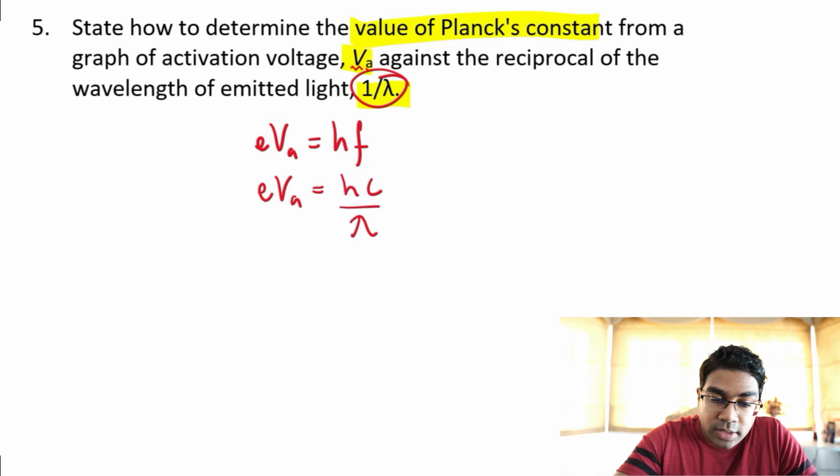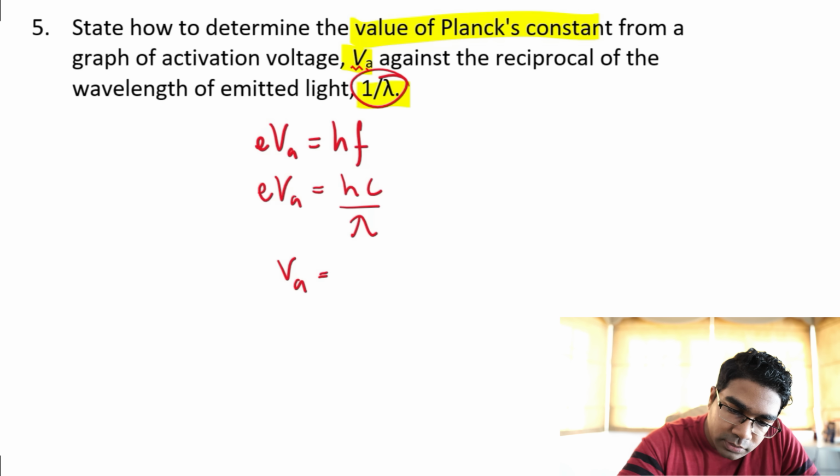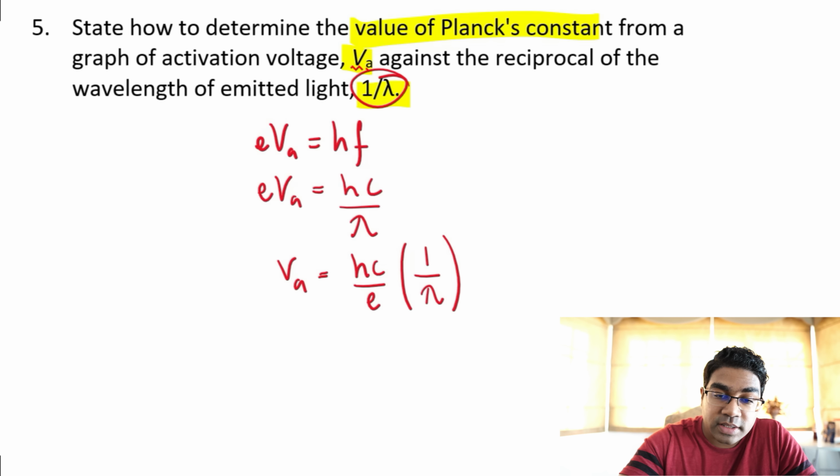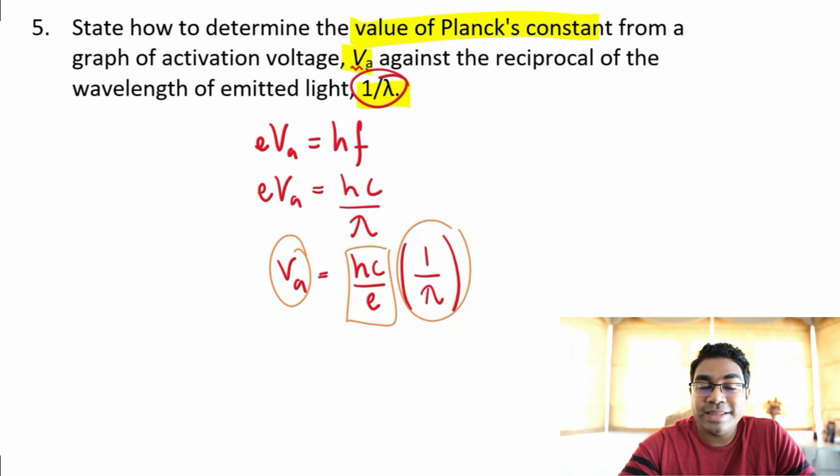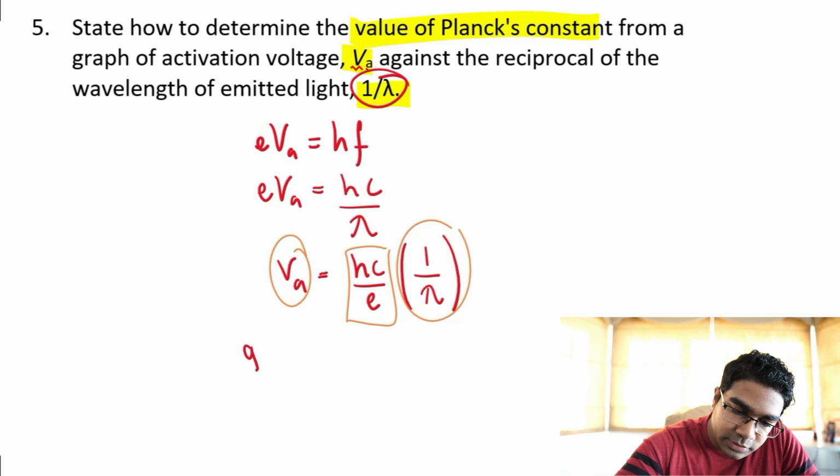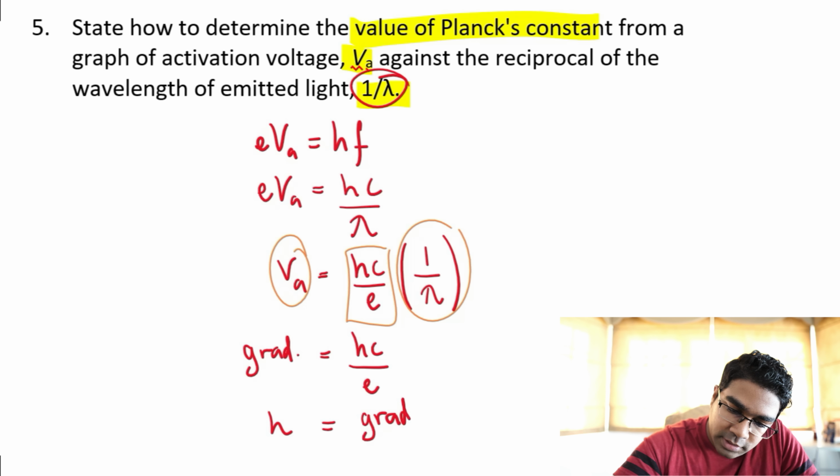And so now we apply linear law. VA equals to, we divide the whole thing by E, so you get HC over E multiplied with 1 over lambda. So in this case, you can see, if you plot VA against 1 over lambda, then HC over E is the gradient. And therefore, the gradient of the graph would equal HC over E. H will be equal to the gradient times E divided by C.